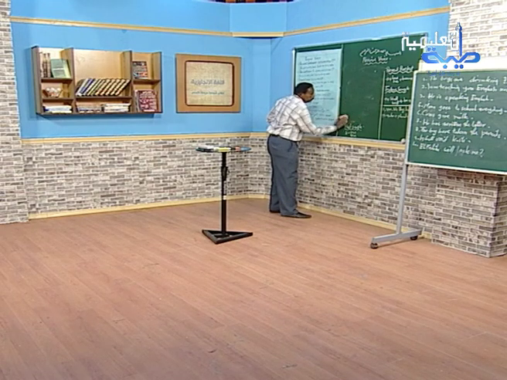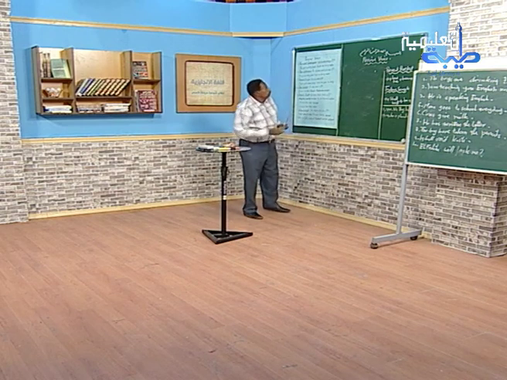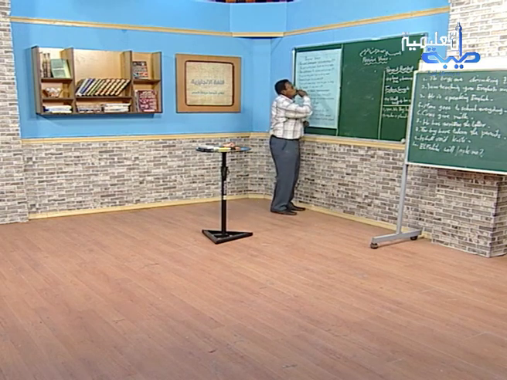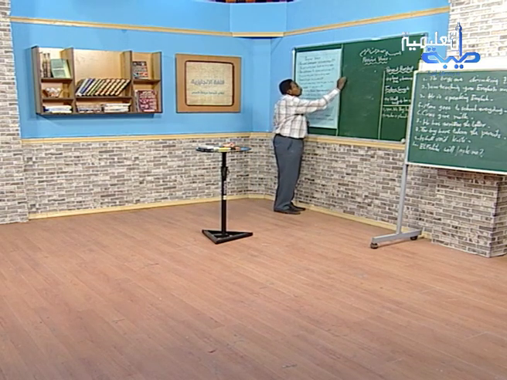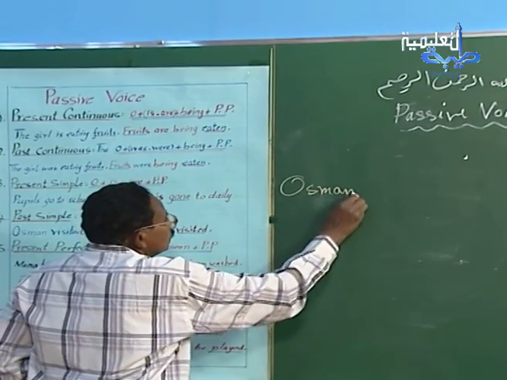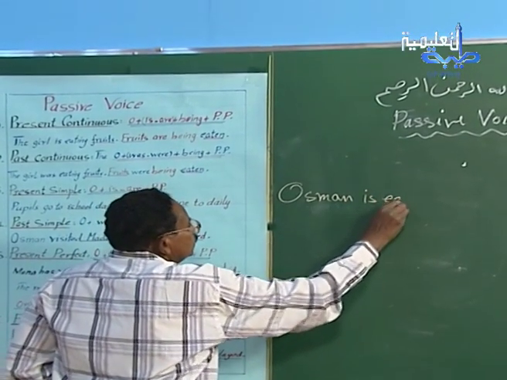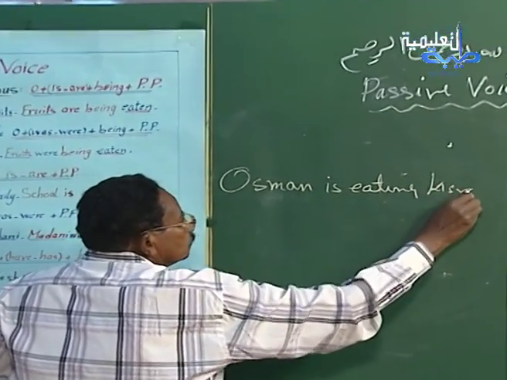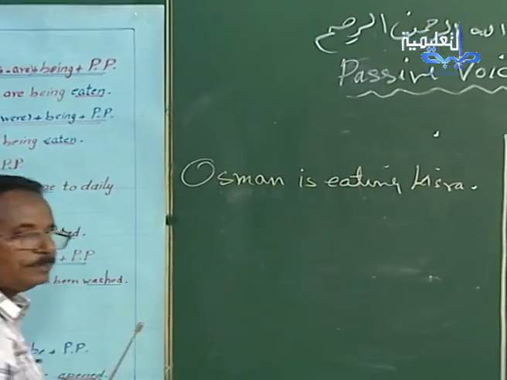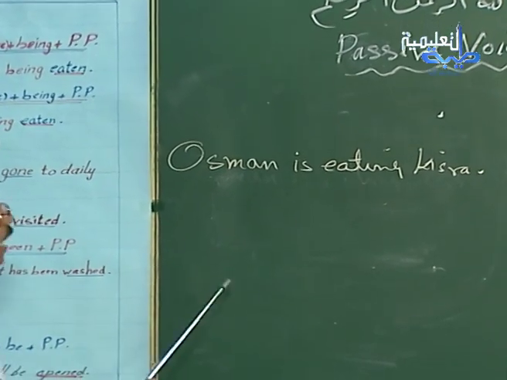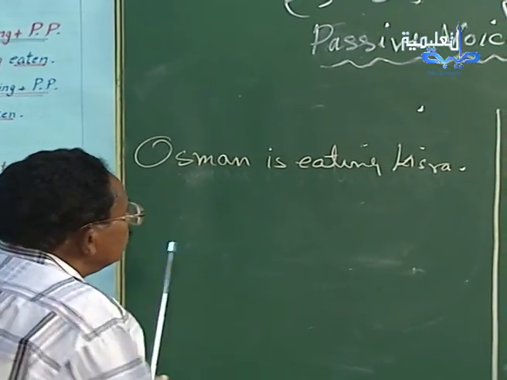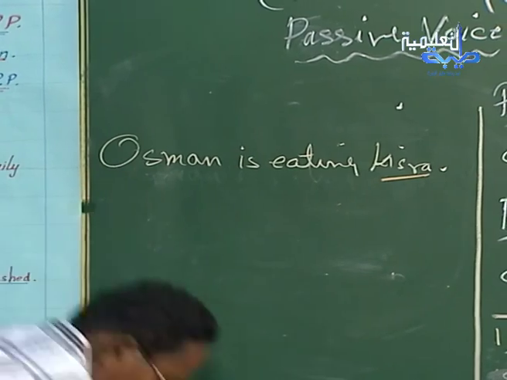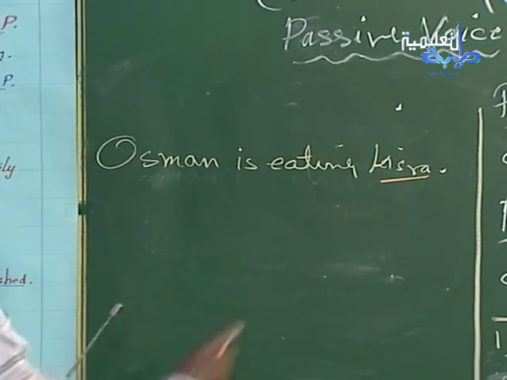For example, when I say, Usman is eating kisra, you see? Here, kisra is an object in the present continuous. So, kisra is an object.